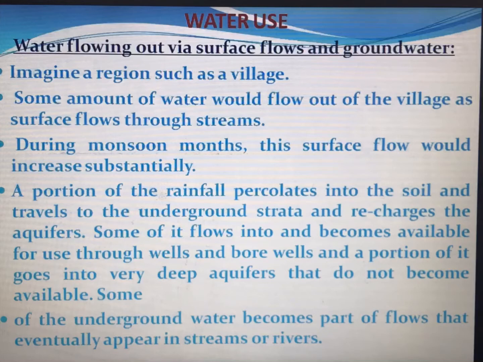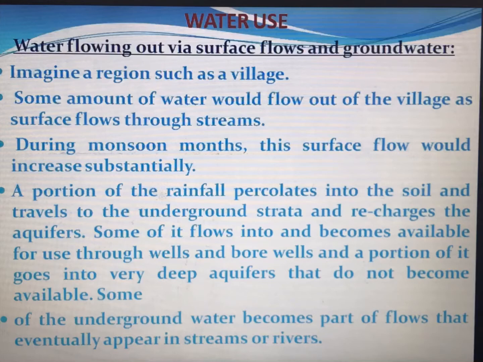That means in the monsoon season, the rainy season, the rains are very heavy, so the water in the streams or lakes is very high, and because of that the surface flow is also more. A portion of the rainfall percolates into the soil and travels to the underground strata and recharges the aquifers. Some of it becomes available for use through wells and bore wells, and a portion of it goes into very deep aquifers that do not become available.